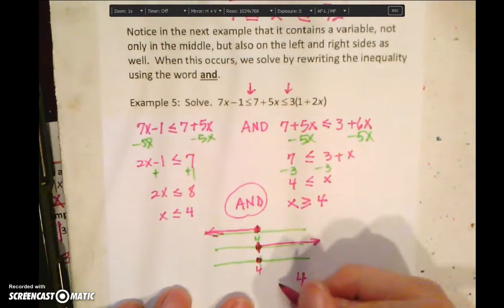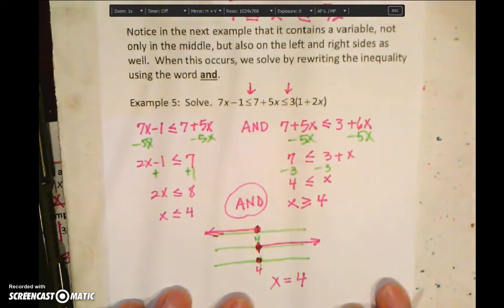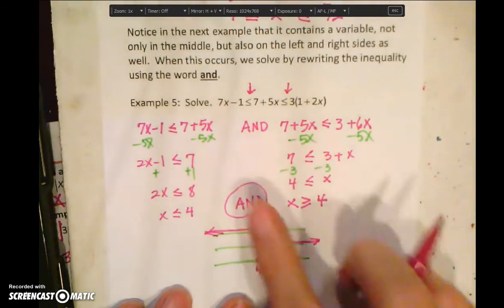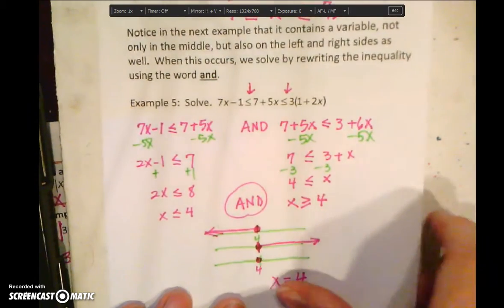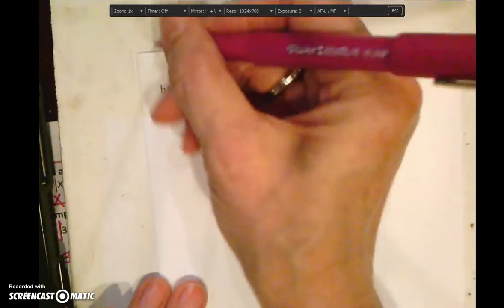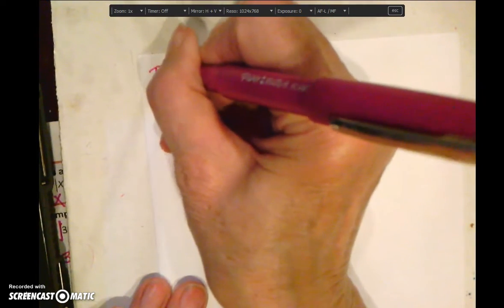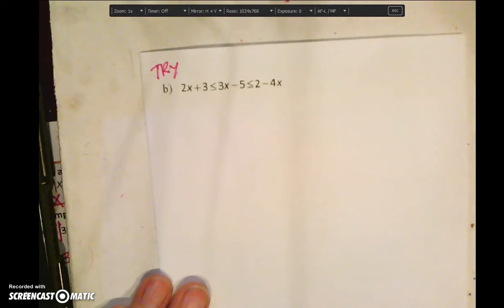Now, typically, it's going to come out to be some kind of an inequality, or it could come out to be no solution as well. But in this particular case, I get that x is 4. Now, this next one doesn't say try me, but I'd like for you to go ahead and give a try at this and see how you do. And we'll take a look at it next class.